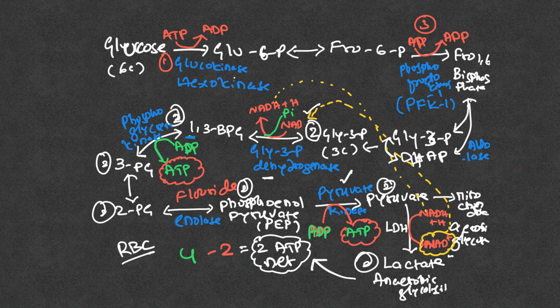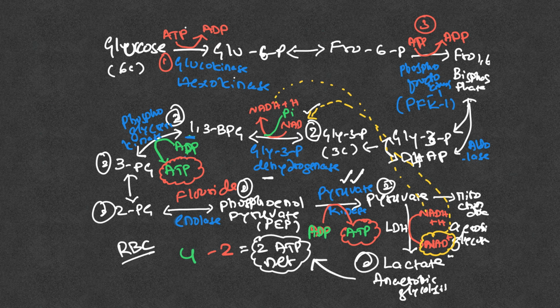Actually, those 2 ATPs come from the pyruvate kinase reaction. Because in the first and third reactions, 2 ATPs are consumed, and in the phosphoglycerate kinase step, 2 ATPs you make, so 2 minus 2 is 0 there. But the net gain comes from the pyruvate kinase step. So that's what these two ATPs are.